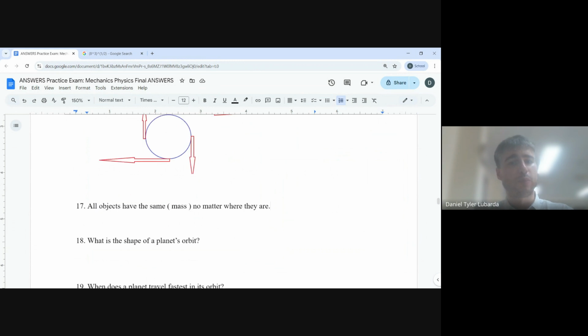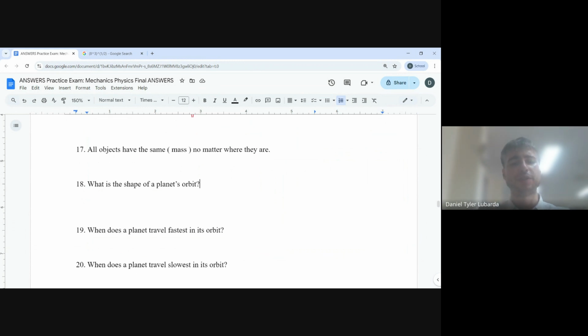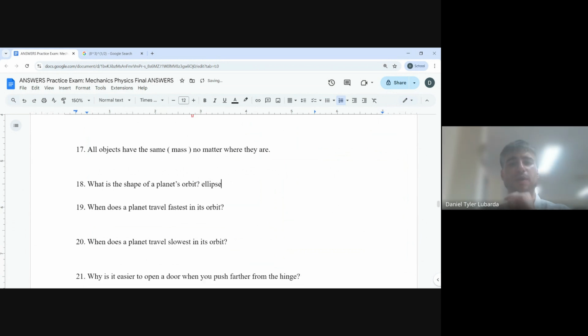Okay. What is the shape of a planet's orbit? I think we said this one already. It is an ellipse. This is one of Kepler's laws, part of that. Now, when does a planet travel the fastest in its orbit? We can look at one of Kepler's laws again to help us out with this.